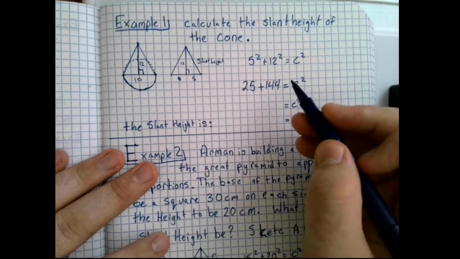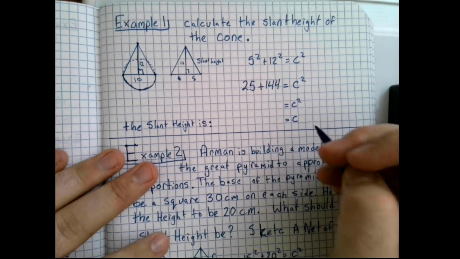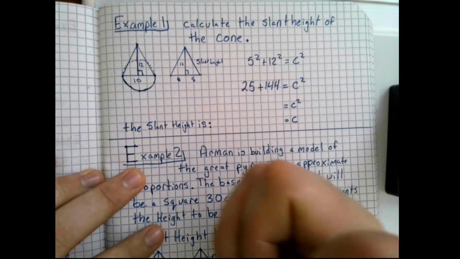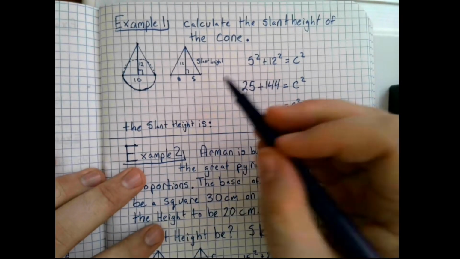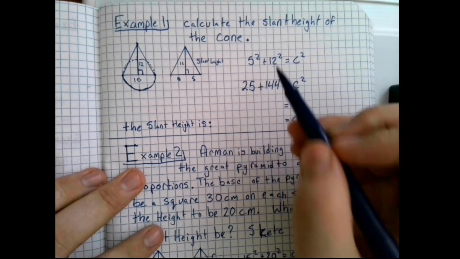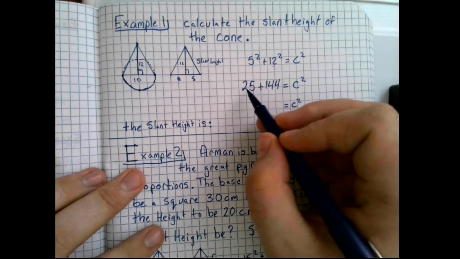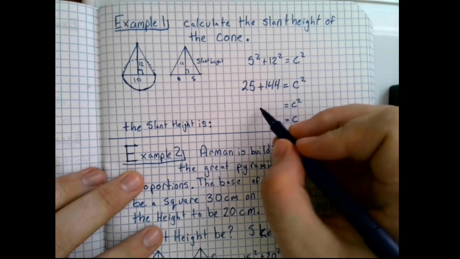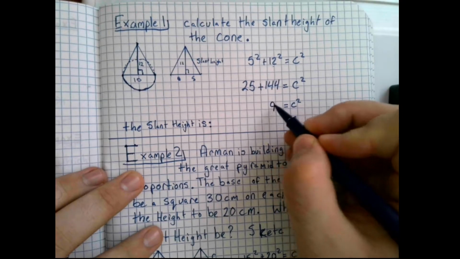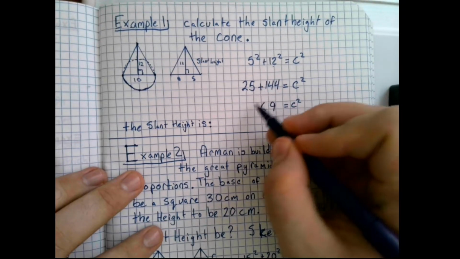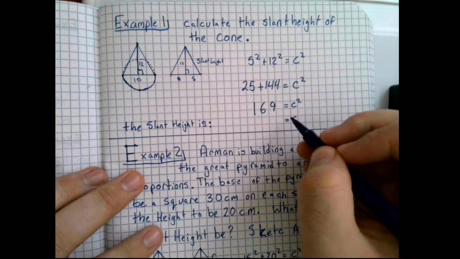If you don't have these memorized, write the multiplication out. If you do have them memorized, good. You're going to need to know these ones. Have every perfect square between 1 and 12 memorized. 25 plus 144: 5 plus 4 is 9, 2 plus 4 is 6, and 100 is 100, so 169.